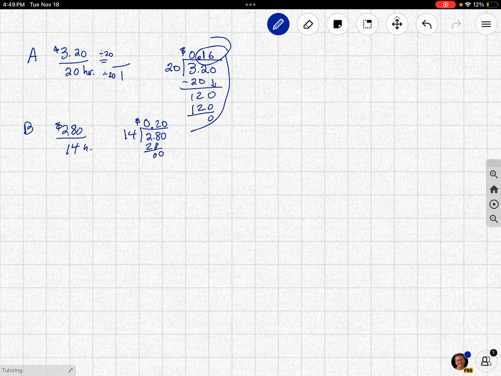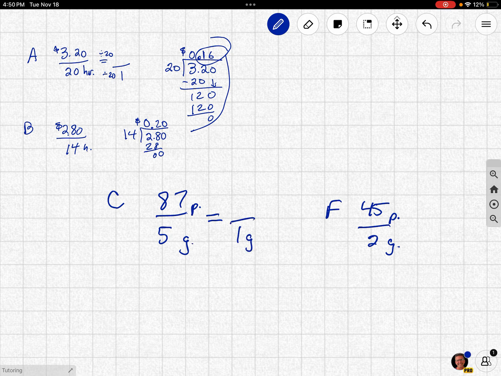All right, so what we're going to do is take Chloe, and she did 87 points in 5 games. And then Fiona got 45 points in 2 basketball games. Now, what we have to do is take this down to a unit rate for each one of them. So I want to take Chloe down to where it's just, how much is that for 1 game? Obviously, I divide by 5 to get that 1. So I have to do 87 divided by 5.